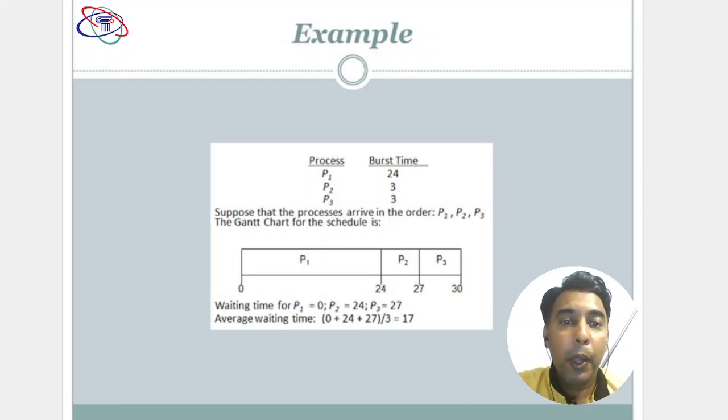So when we calculate the average waiting time for these three processes, we have to add all the waiting times of P1, P2 and P3 and divide by the total number of processes, that is 3. We can add all the waiting times and divide by 3, and we get an average waiting time of 17 seconds, which is quite high.